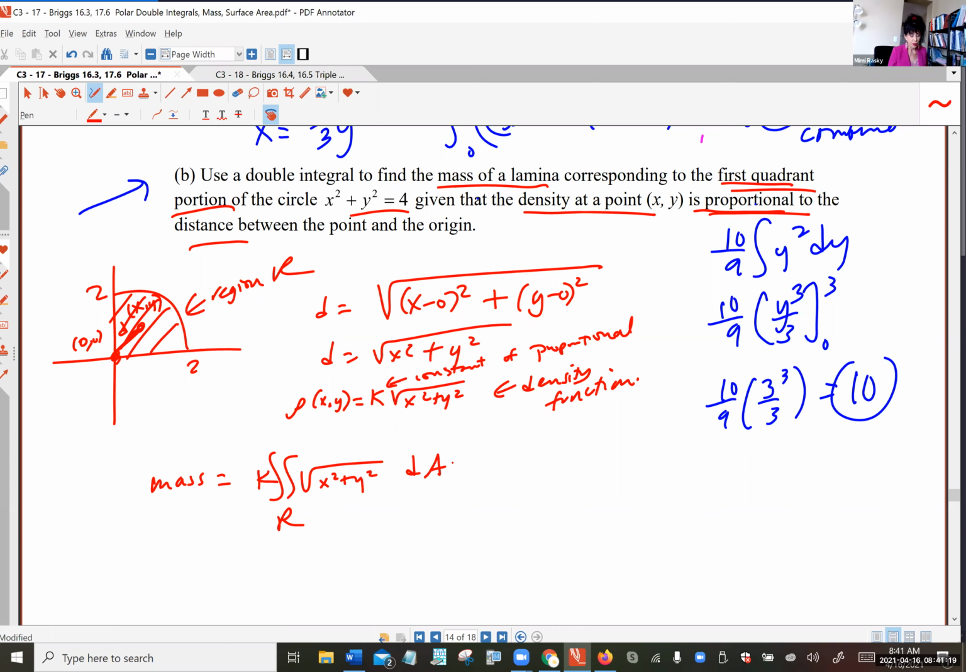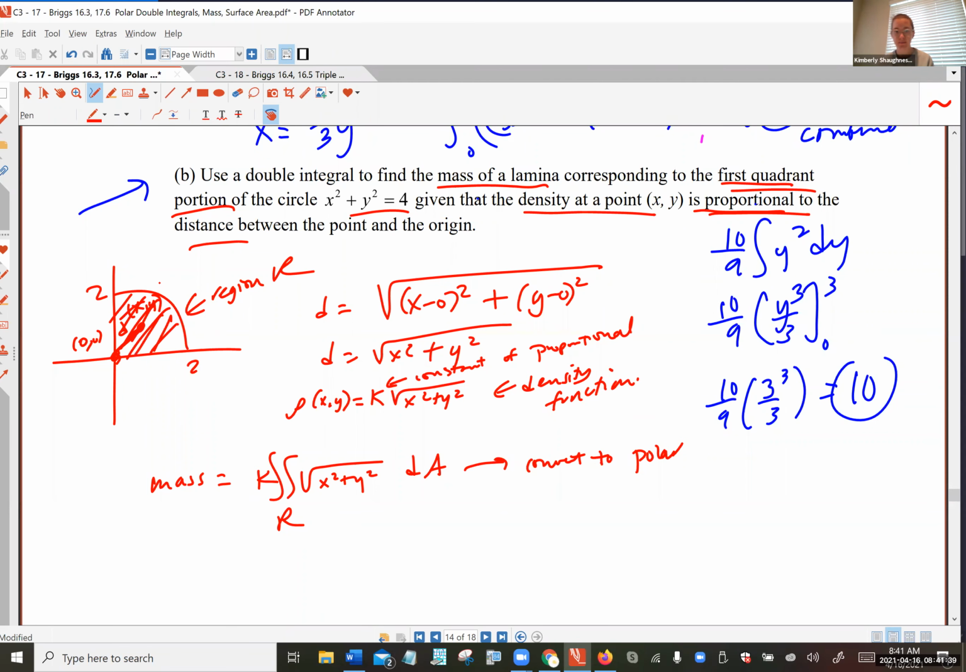Now, folks, what do you think I'm going to do? Do you think I'm going to stay in the rectangular coordinates, or should I convert to polar coordinates? Polar. Polar is correct. Why? Because the area is inside of a quarter circle, and x squared plus y squared could equal r squared.